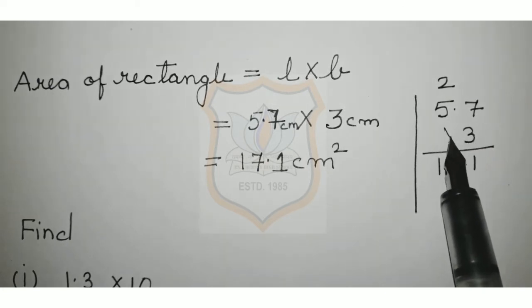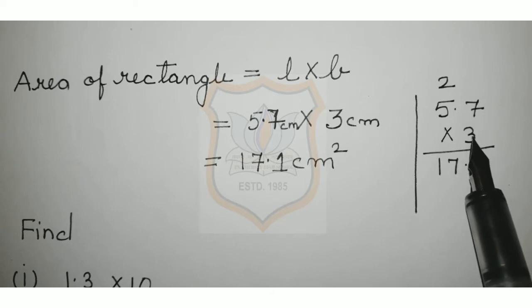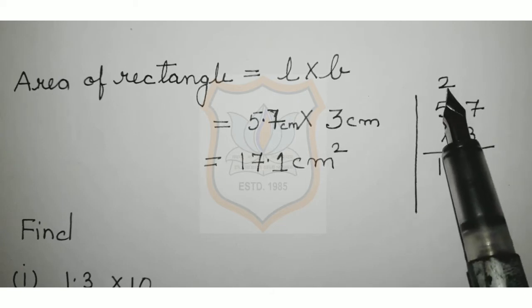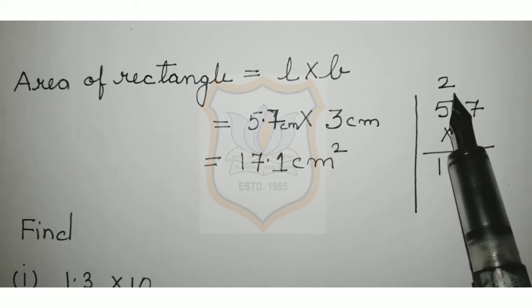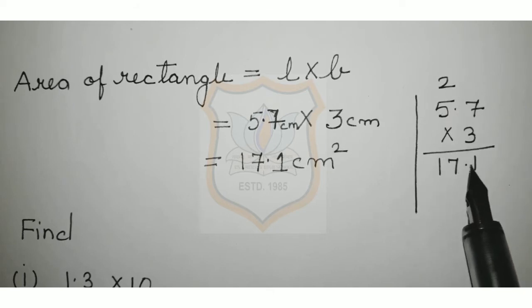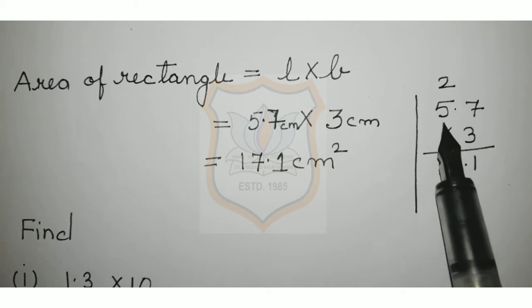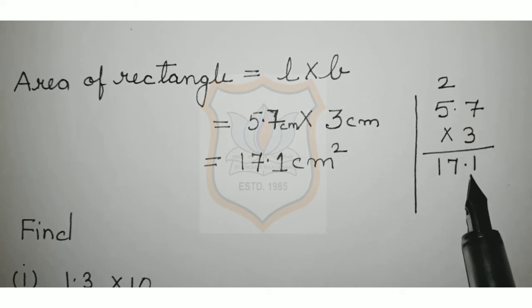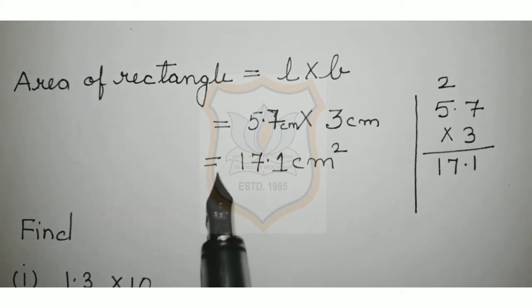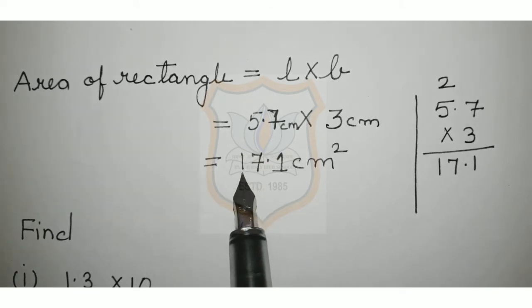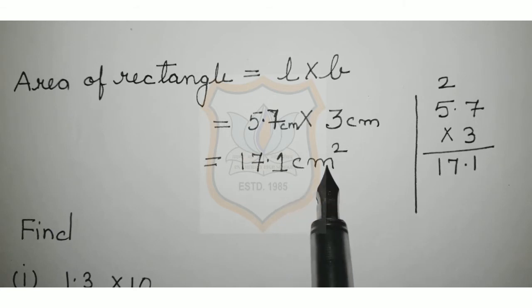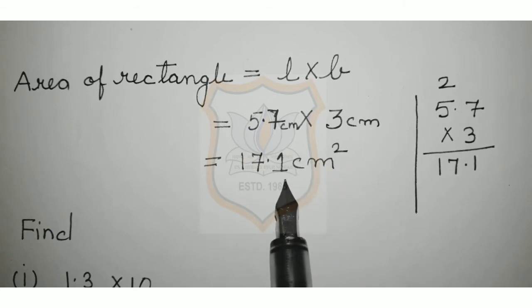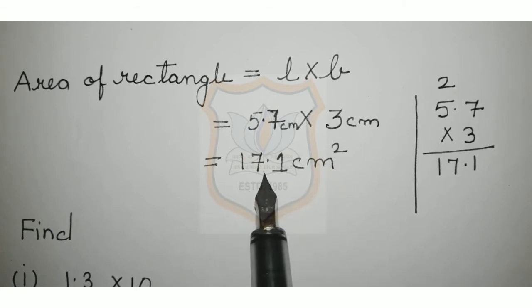5.7 into 3, that is 3 sevens are 21, 1 carry forward 2. 3 5s are 15, 15 plus 2 that is equal to 17. So decimal will come after one digit, that is after here only, because in 5.7 decimal is after 7. So in answer it will come after 1. Now our answer is 17.1 centimeter square. So we can see that area of the rectangle is 17.1 centimeter square.